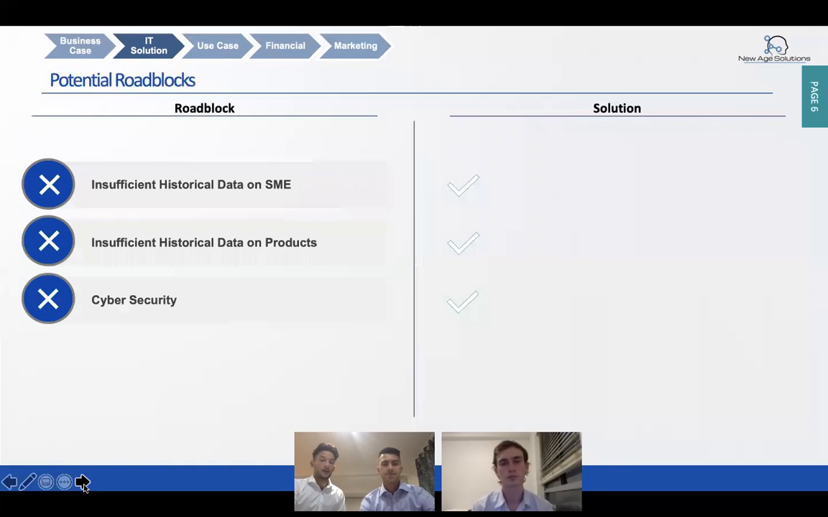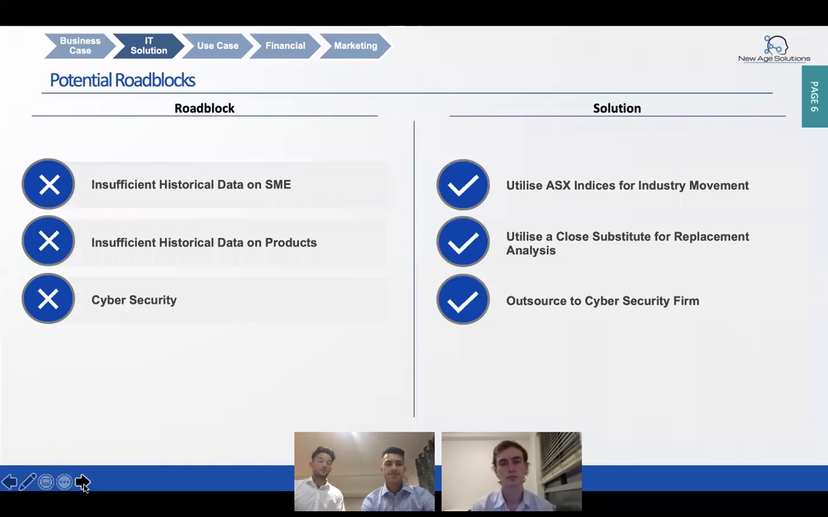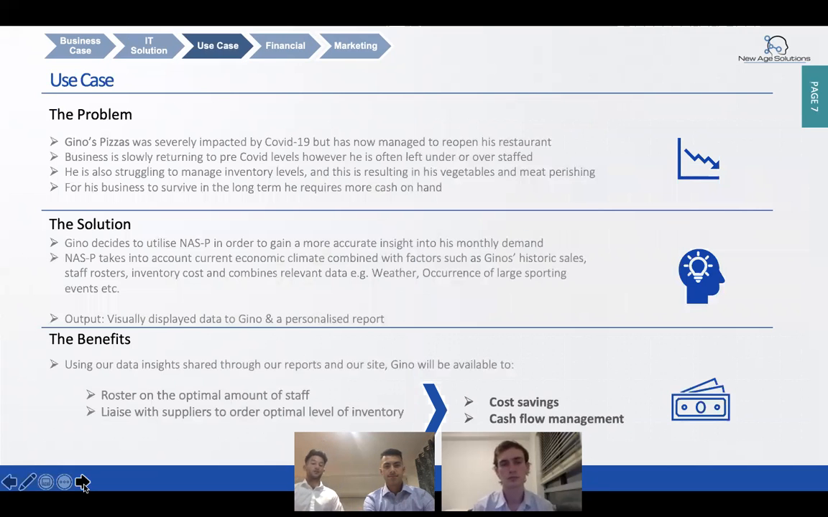However, there can be some potential pitfalls. Clearly, insufficient historical data on SMEs or the products that the SMEs produce, and for this we'd have to utilize ASX indices for industry movements or close substitute replacements for the products that haven't been invented yet. And we want to ensure that there's strong, sufficient cybersecurity for our model. Thus, we'd have to outsource to a cybersecurity firm. Now, Sid will provide a use case.